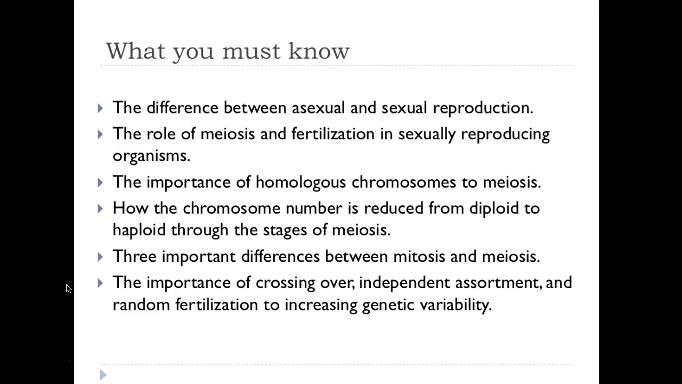Ultimately, what you must know from this unit: you should be able to distinguish asexual reproduction from sexual reproduction, be able to discuss the role of meiosis and fertilization in sexually reproducing organisms, understand the importance of homologous chromosomes as it relates to meiosis, know how the chromosome number is reduced from a diploid number to a haploid through the stages of meiosis. Understand three important differences between mitosis and meiosis, and also know the importance of crossing over, independent assortment, and random fertilization as it relates to increasing the genetic variability of an organism or population.